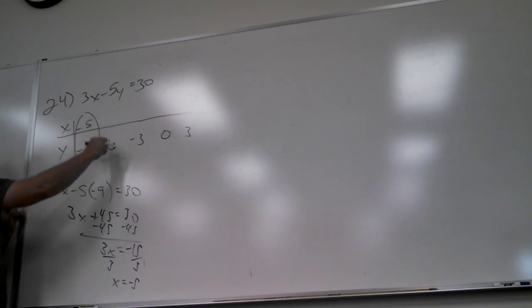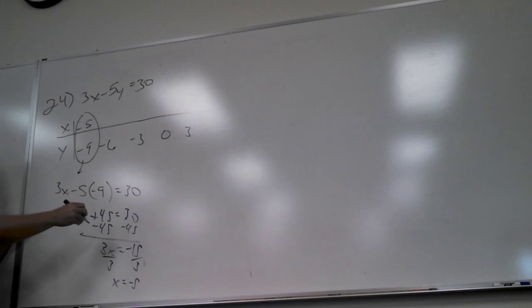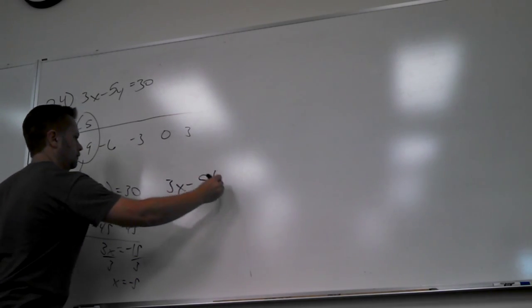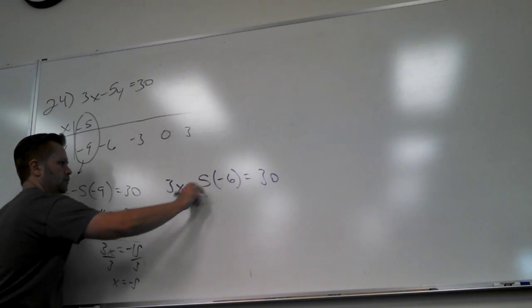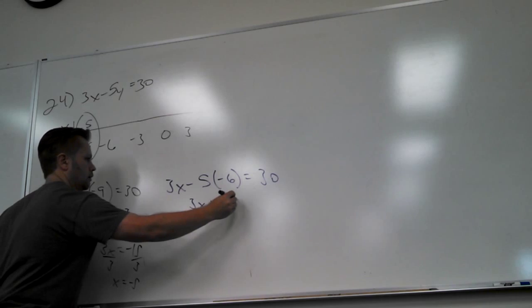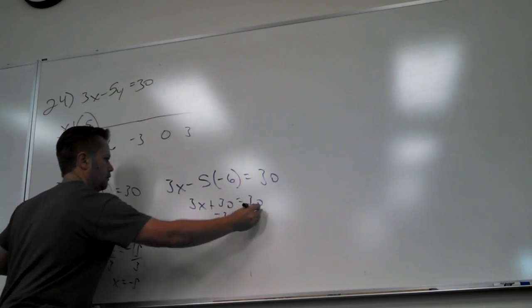So what about the next guy? How do I get this? Plug in negative 6. Do the same thing I just did. Let me go through this a little quickly. This will be positive 30. This one freaks people out a little bit.